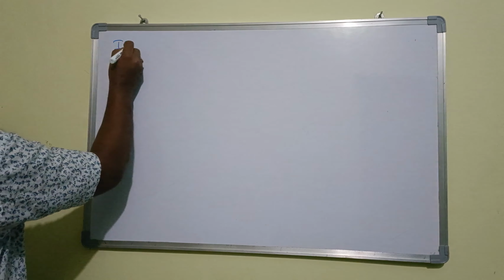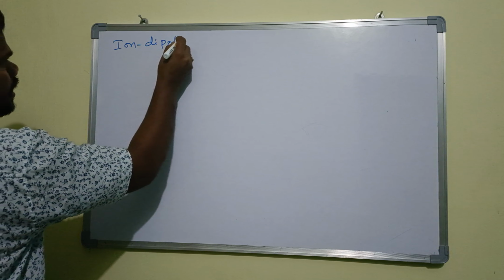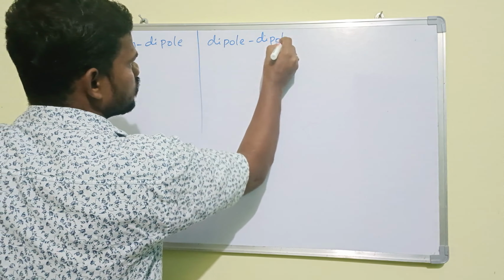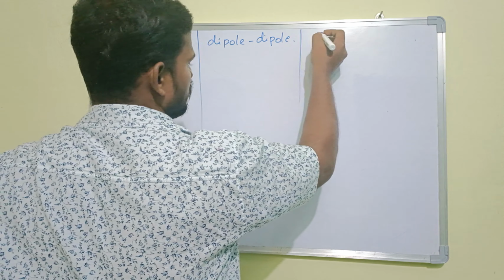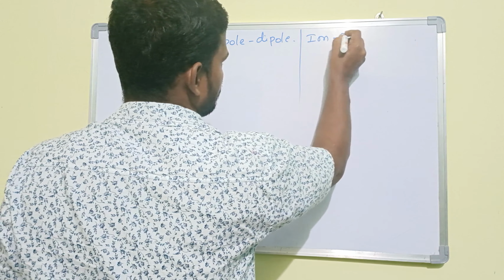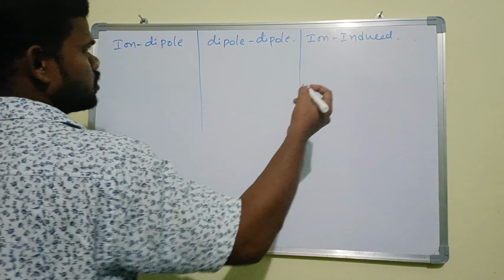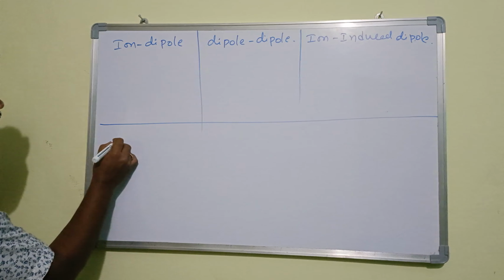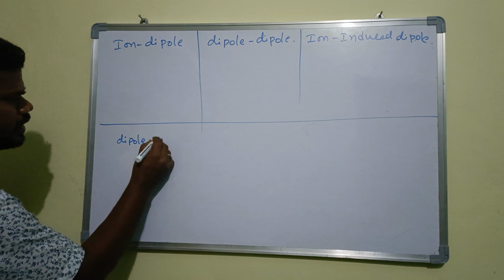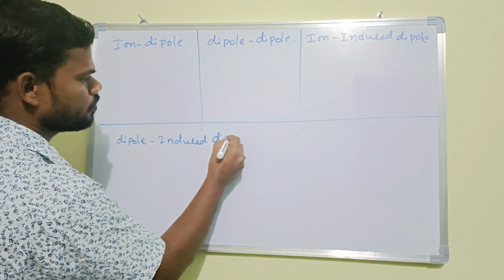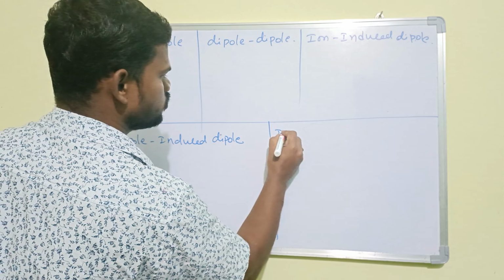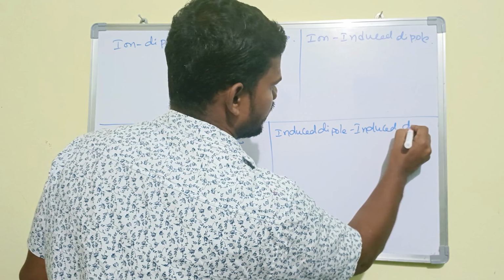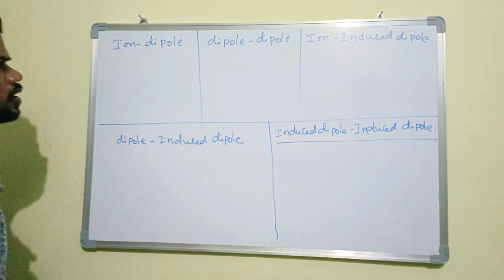The first interaction is ion-dipole. The second interaction is dipole-dipole. The third interaction is ion-induced dipole. The fourth interaction is dipole-induced dipole. The fifth interaction is induced dipole-induced dipole. So these are the 5 interactions.